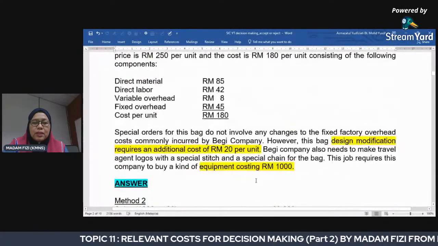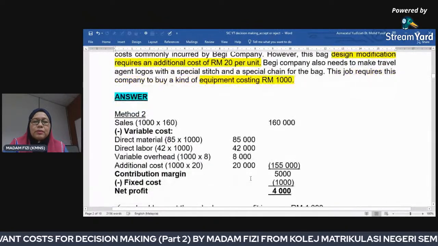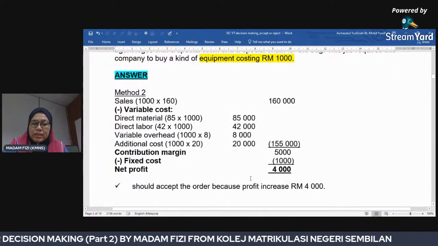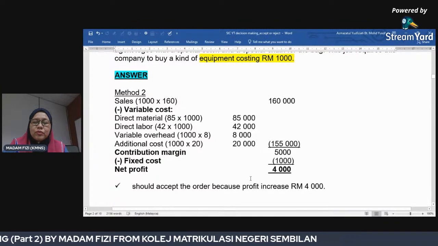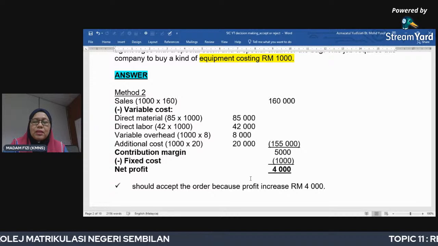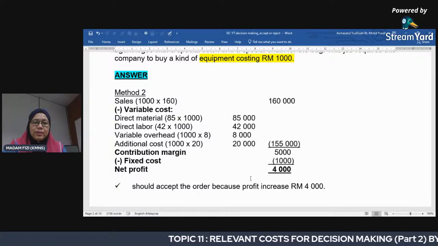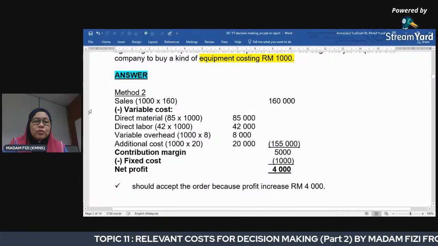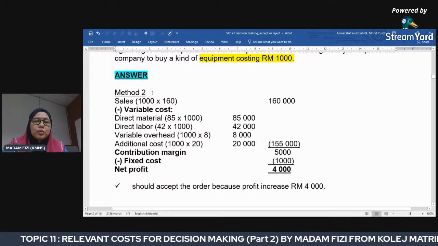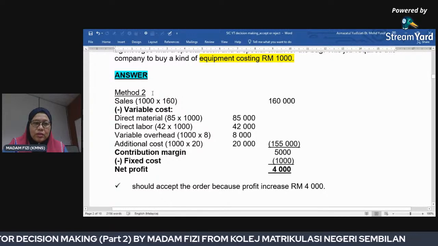So kita guna method 2 untuk question number 2, because apa tadi? Sebab information tak cukup. Information apa? Information asal tak ada. Okay, dia just bagi information for special order about the bilangan. So nanti kita tak dapat nak kira sales dan sebagainya. So for method 2, we only take the relevant cost.